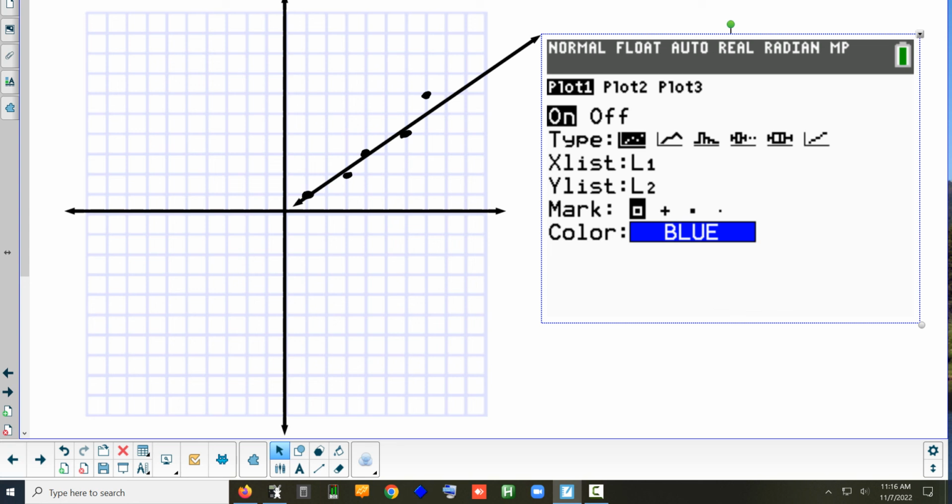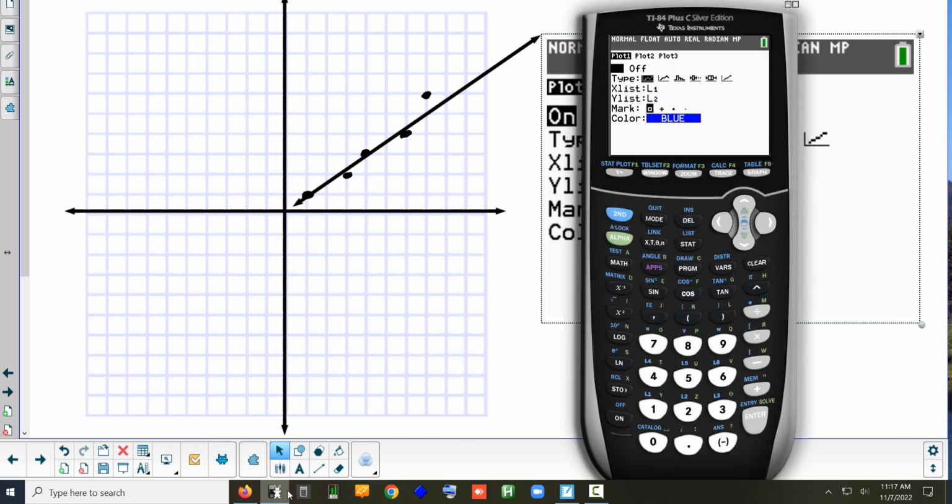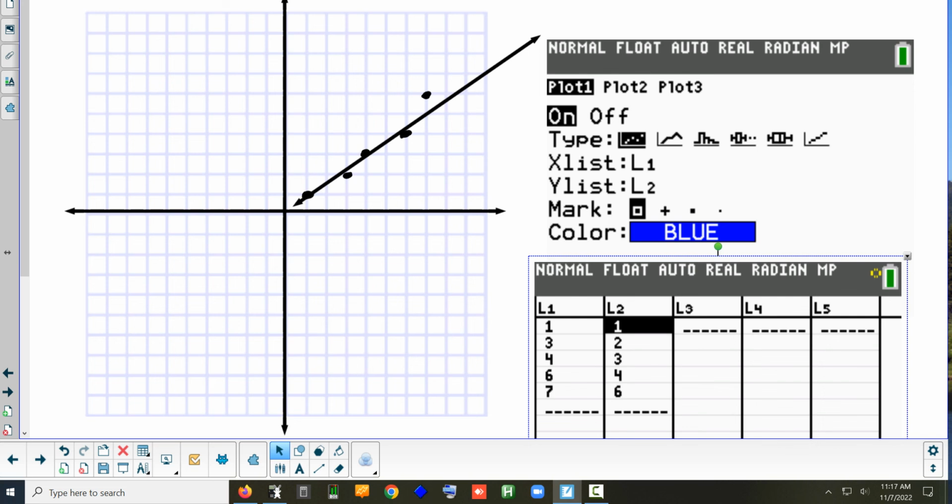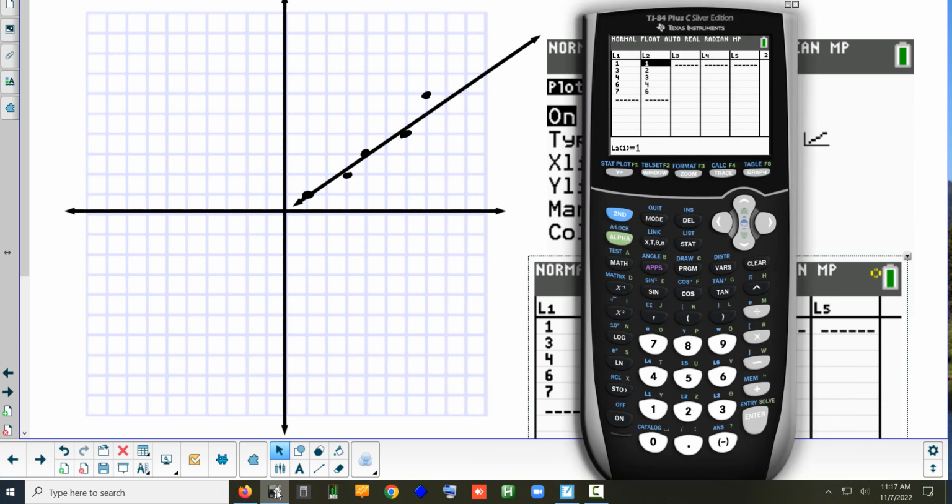And it says, well, there's lots of lists in the calculator. So which list is the x's coming from? L1. If you go back to stat and go to edit, you'll see that I put my x's in L1, and I put my y's in L2. But there's also an L3, an L4, an L5, an L6. There's a bunch of them. I always use L1 and L2. And I can change the color and all kinds of things, but I don't need to change anything.